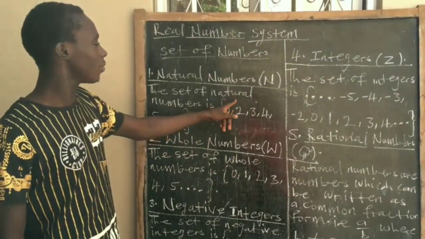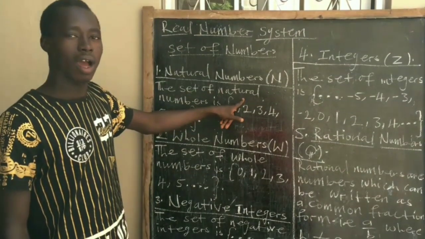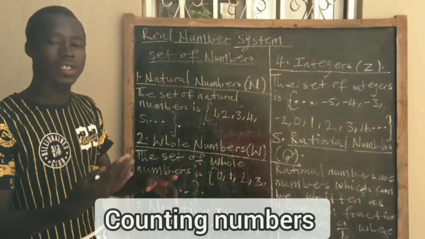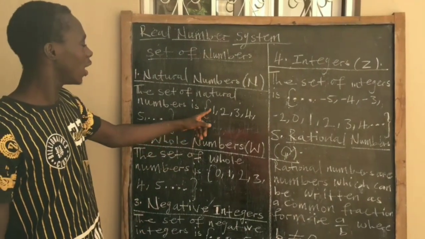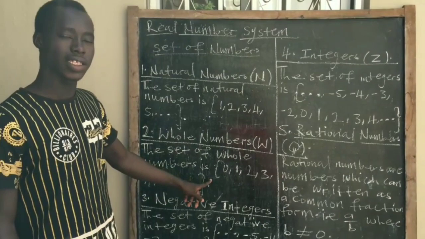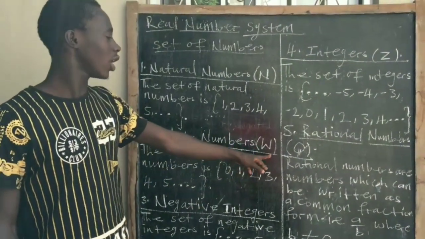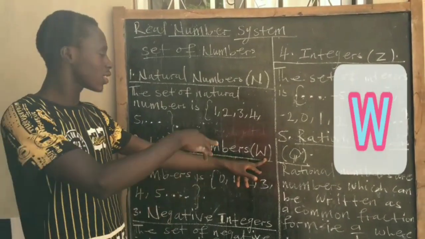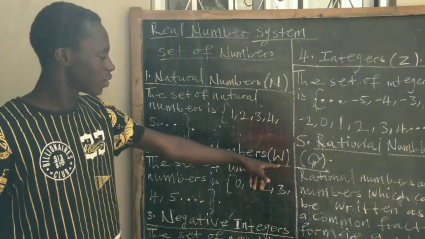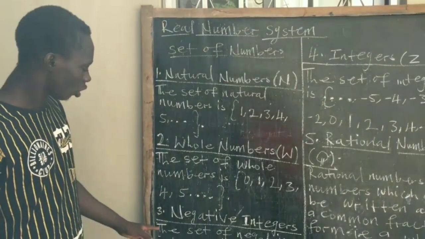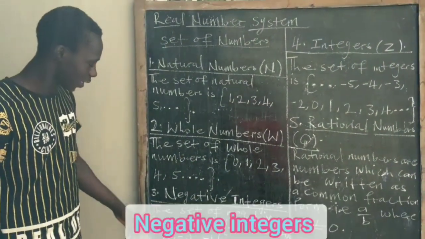Because natural numbers are also called what? Counting numbers. And when we are counting, we don't start from 0, we start from 1. That is why in natural numbers 0 is not included, but in whole numbers it is included. And it is denoted as what? W, the symbol W. Whole numbers are denoted by the symbol W. If you see this symbol W, it means it is a whole number.